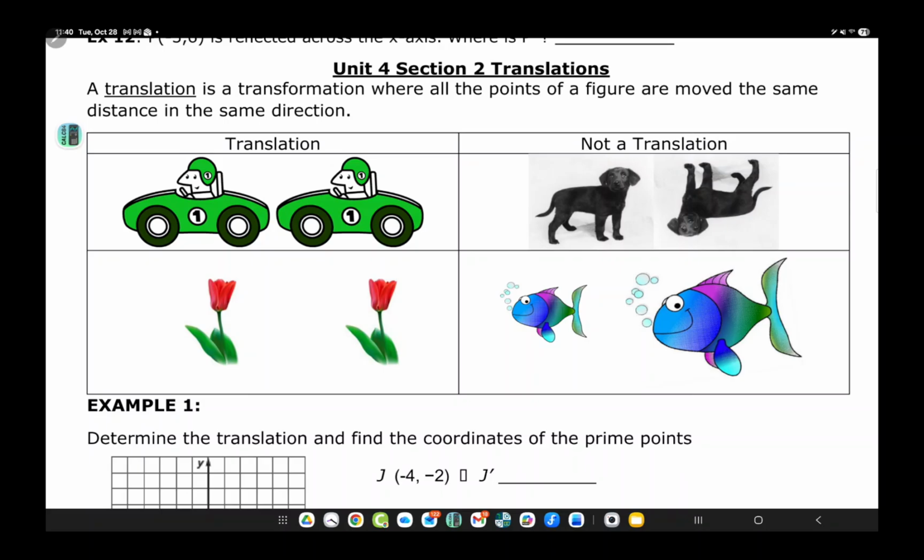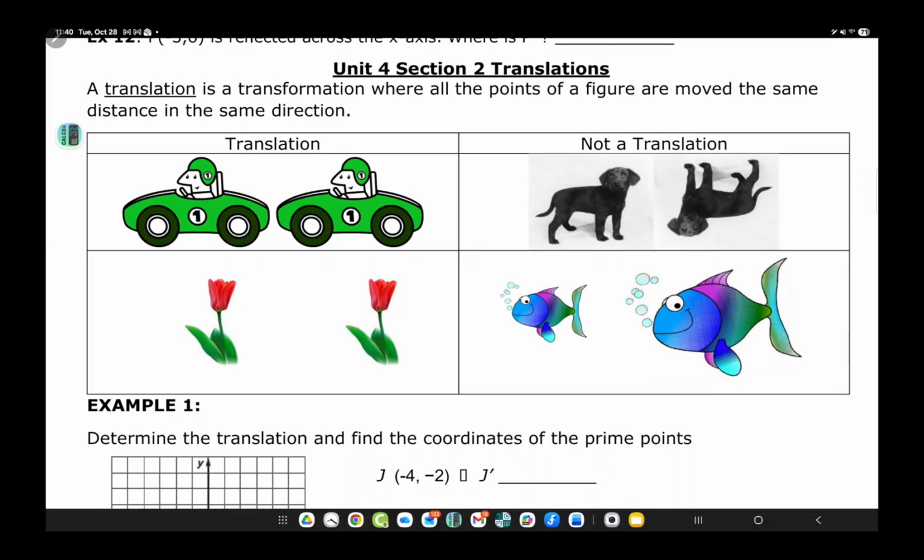Section 2, translation. Translation is a transformation where all the points of a figure are moved the same distance and same direction. One of the key aspects is the orientation and size will remain the same. It is almost like the object has shifted over.